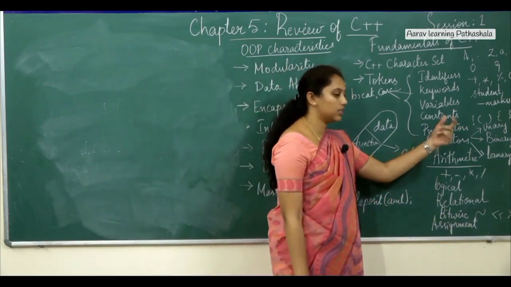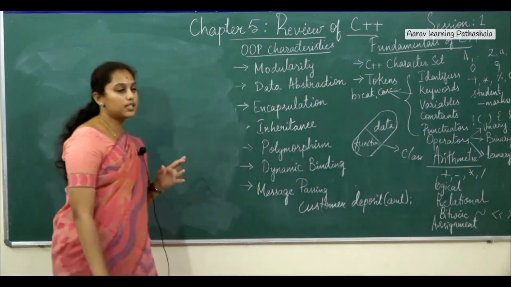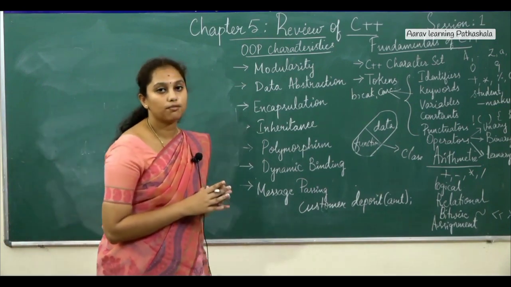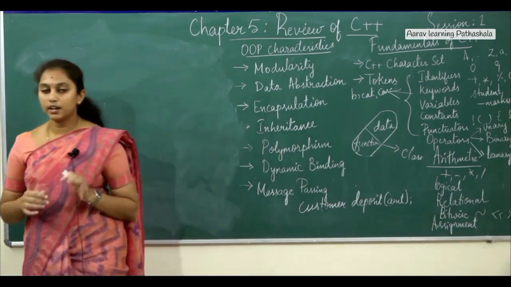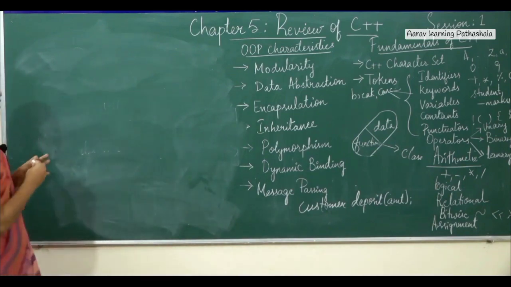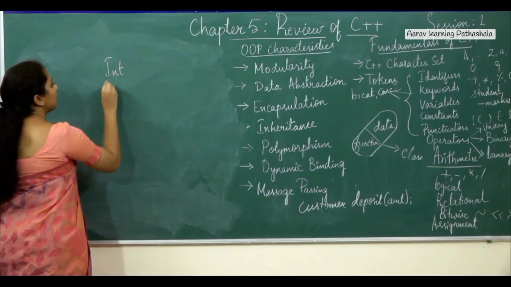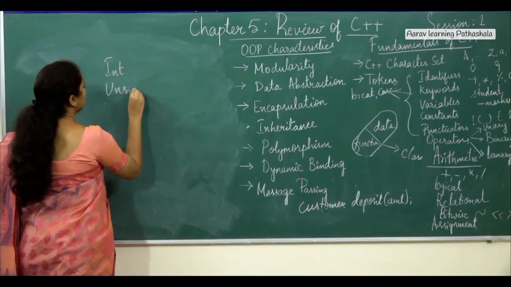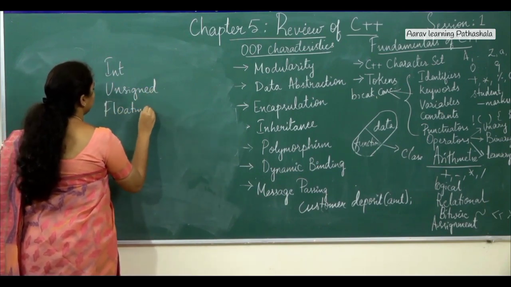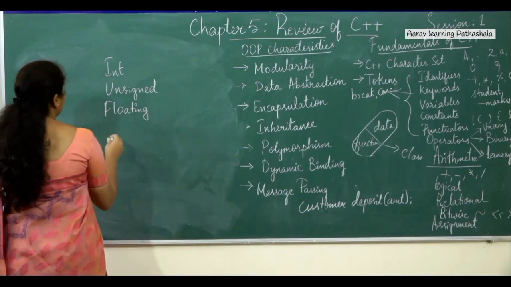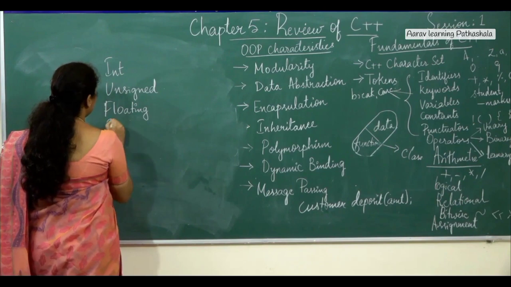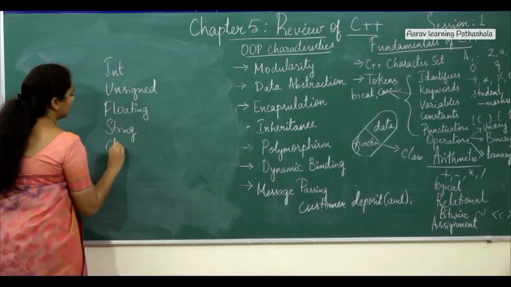And next is constants. What are constants? Constants represent a value which does not change even during the execution of the program. Constants are of different types. Let's see one by one. The first type is integer constant, unsigned constant, floating point constant, string constant and character constant.